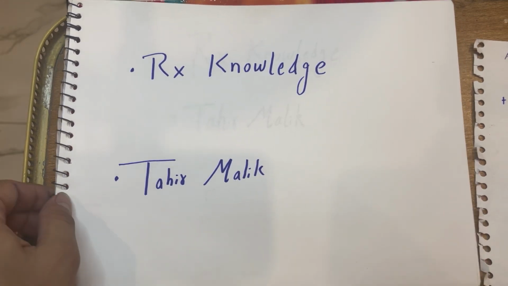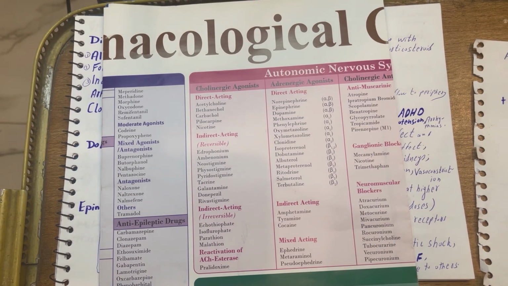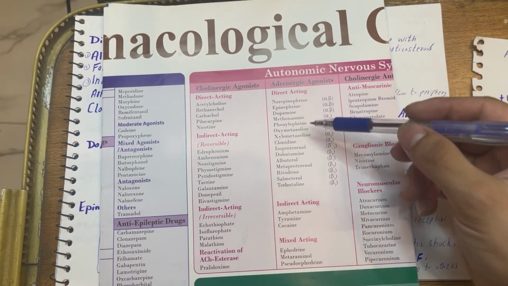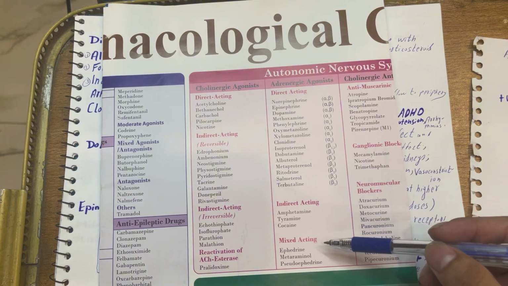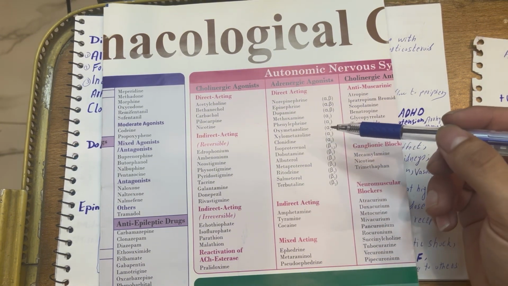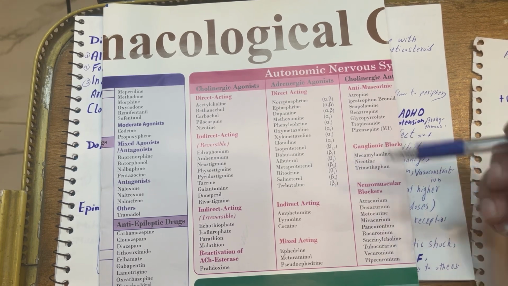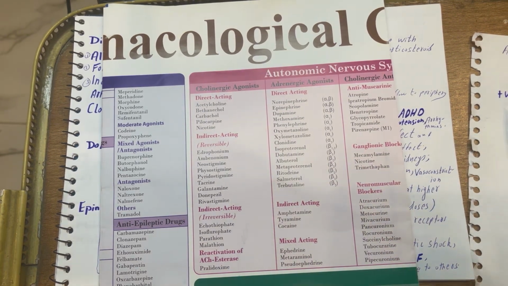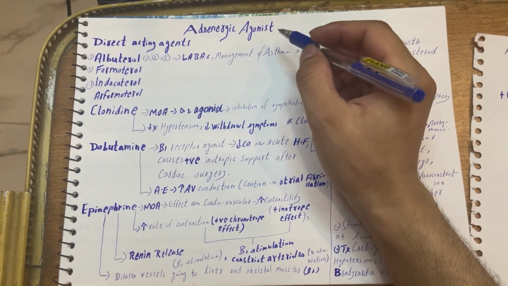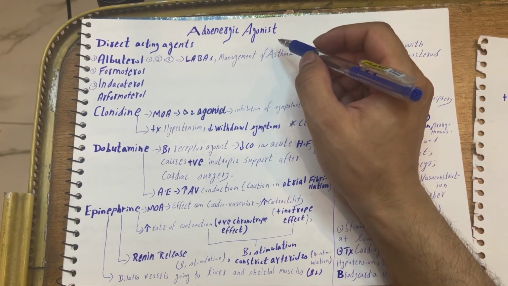So coming on to our main topic, that is alpha-adrenergic agonists. So these are basically the classifications of adrenergic agonists. You can take a screenshot if you want. Let's take a screenshot. Okay, so coming on to today's topic, that is adrenergic agonist.